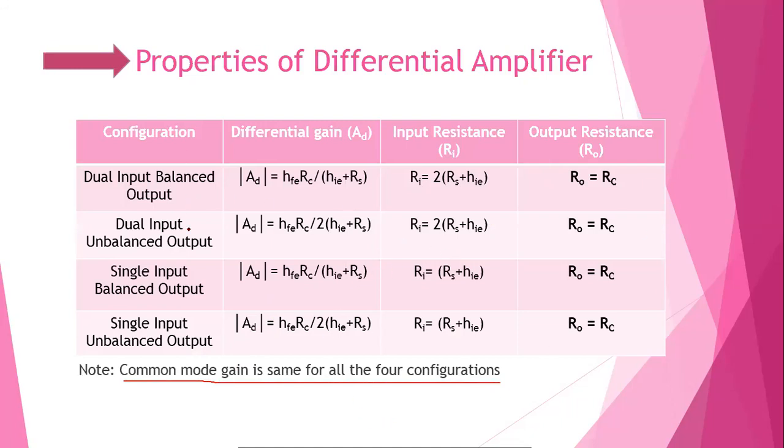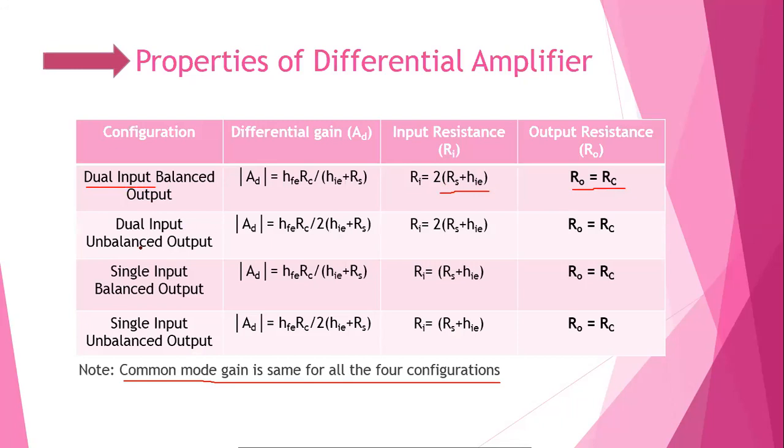We will be discussing how the differential gain, input resistance and output resistance will be different for all the 4 configurations. For the dual input balanced output, DIBO, configuration, the differential gain will be equal to hfe into RC by hie plus Rs. Since it is dual input, the input resistance will be twice the given resistance, so it is 2 into Rs plus hie. Whereas R0 is equal to the collector resistance RC.